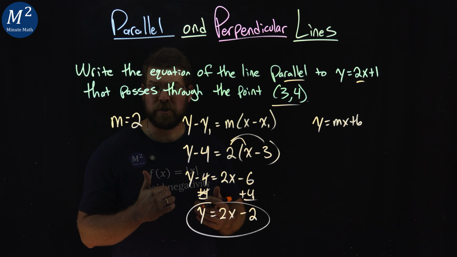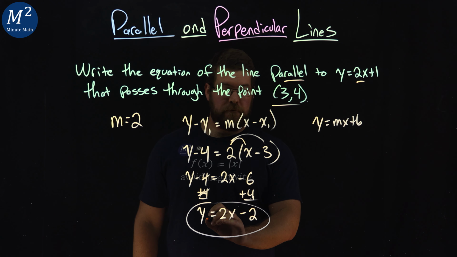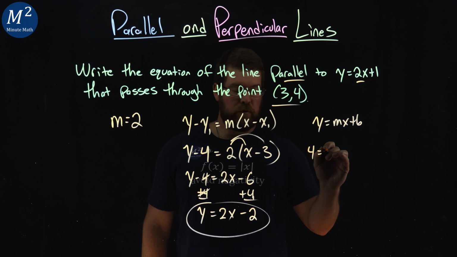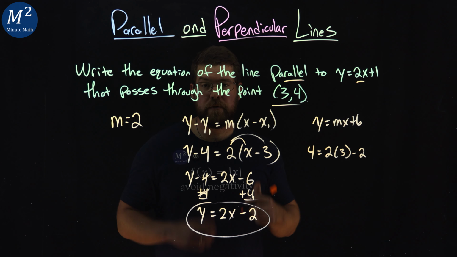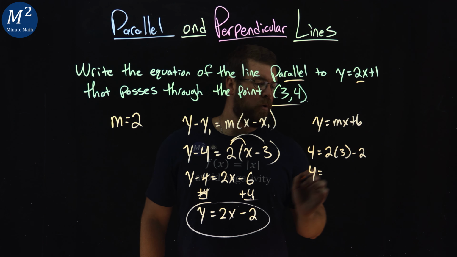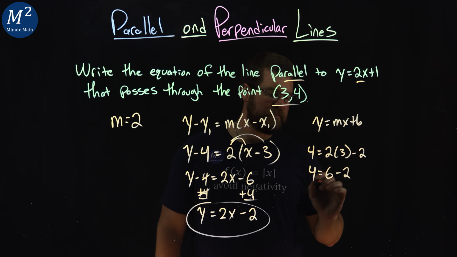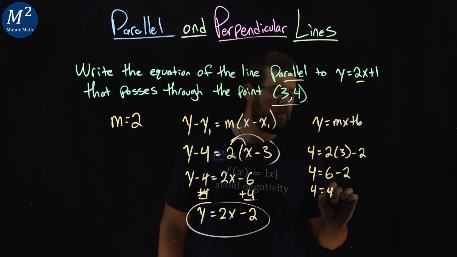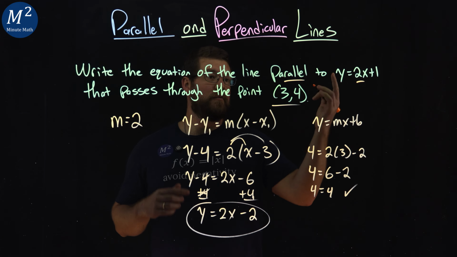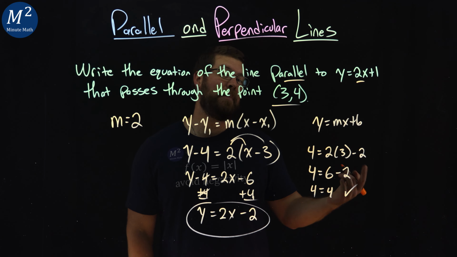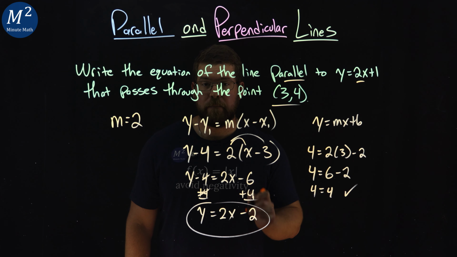Now, if we want to quickly check that, we can plug (3, 4) into this line. 4 is our y value, so we have 4 equals 2 times 3 minus 2. If the left and right are equal, we're good to go. 4 equals 2 times 3 is 6 minus 2, and 6 minus 2 is 4. 4 equals 4, we're good. So we confirmed that the line that is parallel to y equals 2x plus 1 and passes through (3, 4) is y equals 2x minus 2.